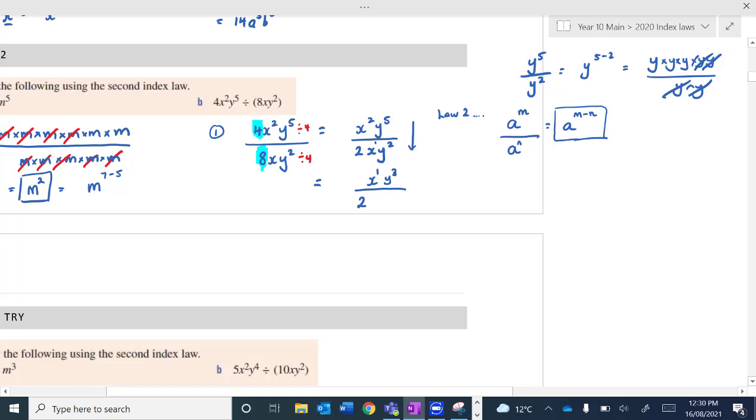So we're done, except really we wouldn't write x to the power of 1, would we? We'd just write x. If it's any other number, you can write that number, but if it's 1, just leave it like that, and there you go. There's our answer.